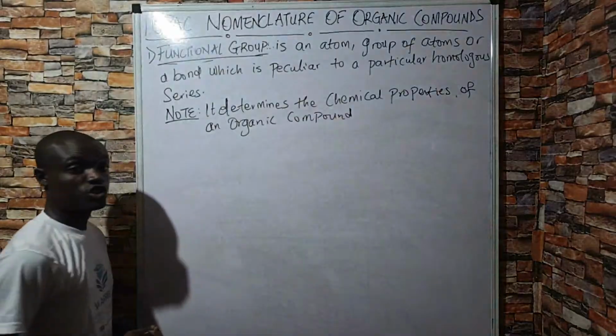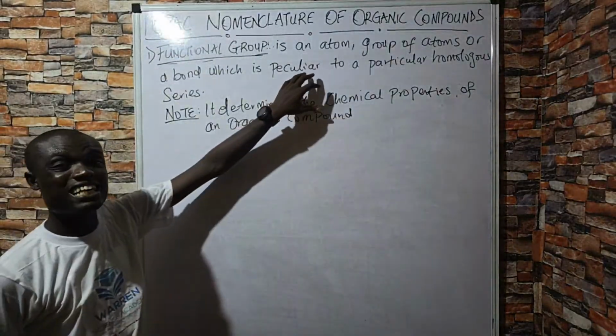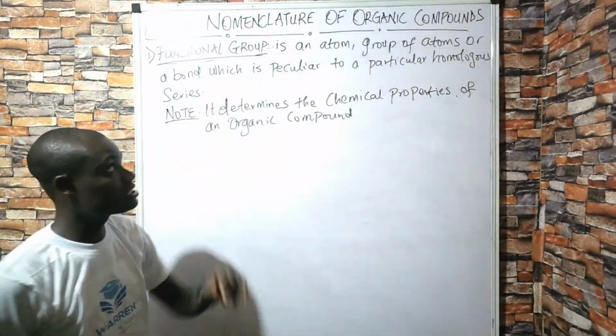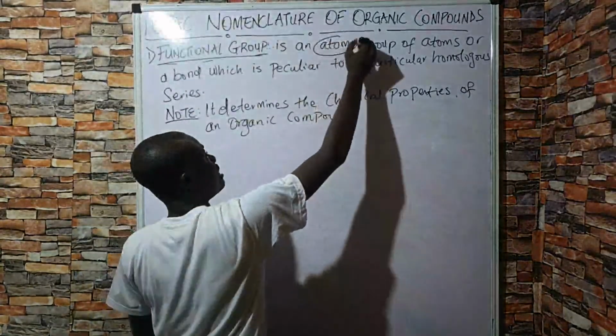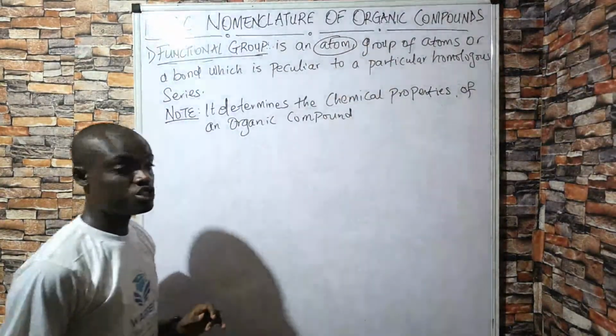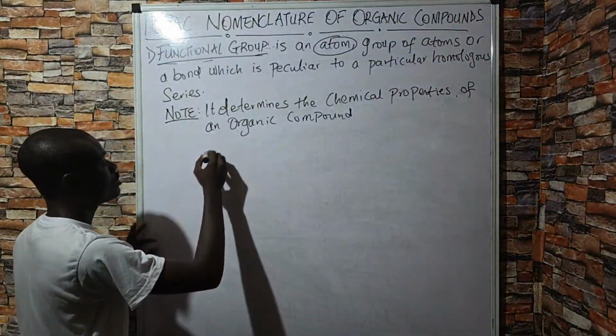Now let's talk about functional groups. What is a functional group? A functional group is an atom. Number one, the first key thing is that a functional group can be an atom. Now you get to see some compounds here, we have something like this.